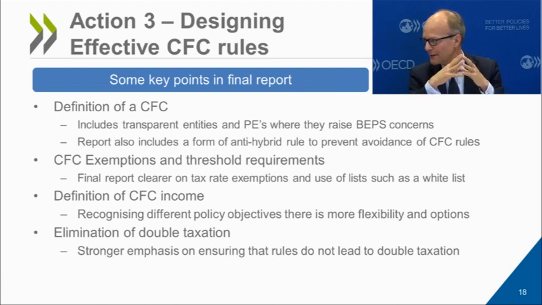So on the definition of the CFC, we do cover certain transparent entities, such as partnerships and permanent establishments where they raise BEPS concerns. We also have, importantly, an anti-hybrid rule that picks up those hybrid situations that sometimes aren't picked up by CFC rules. Now they're picked up with that particular hybrid rule. CFC exemptions and threshold requirements make clear the use of whitelists, and that you should have meaningfully lower taxation to reduce the admin burden before the CFC rule kicks in. CFC definition of income, as I said, really depends on the policy objective, so there is a toolbox, if you wish, of how you can operate in that space, and a very strong focus on eliminating double taxation.